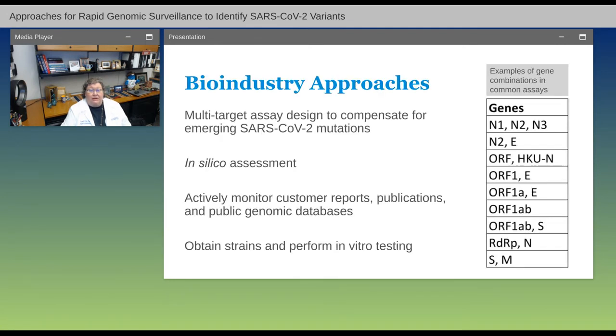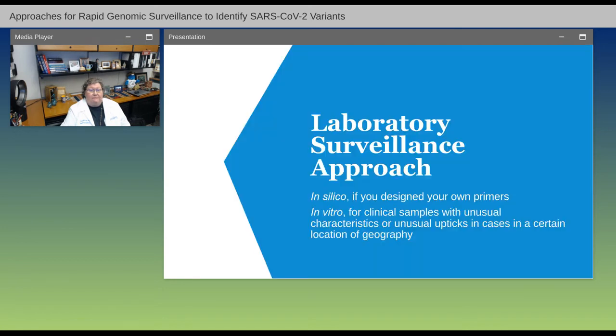Bioindustry generally will at first do an in silico assessment. The table on the right shows a variety of different manufacturers and their choice of genes. You can see some have 3, some have 1, and most have 2. So this is where the industry really helps the clinical laboratories: they actively monitor the genetic reports, and they will announce any information that impacts their assay.